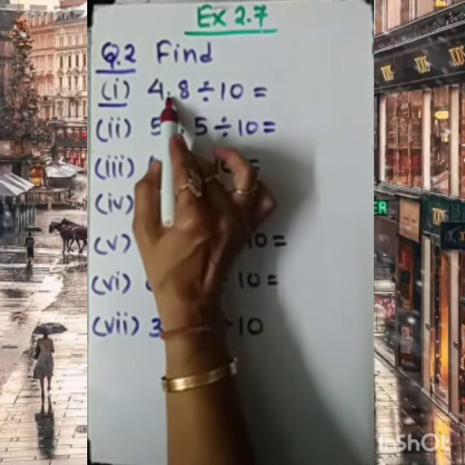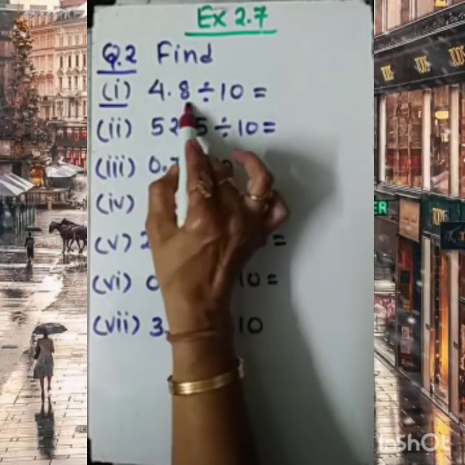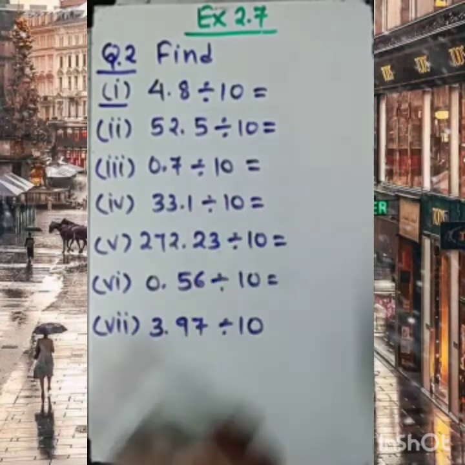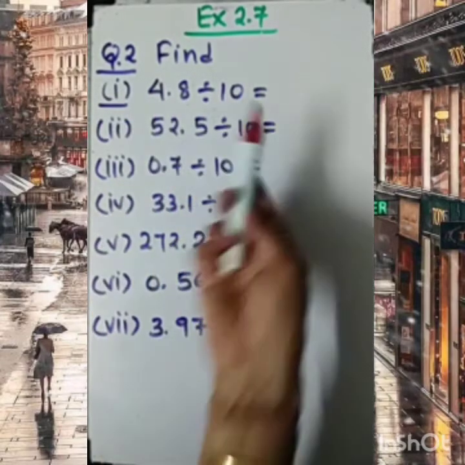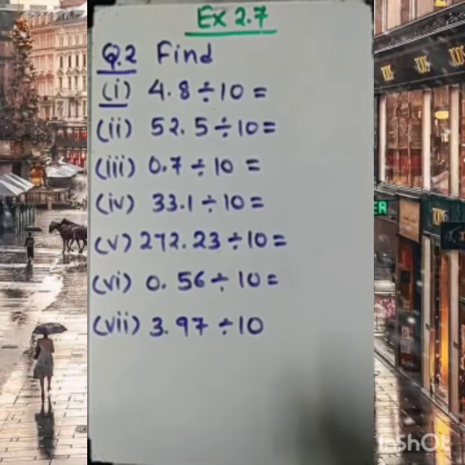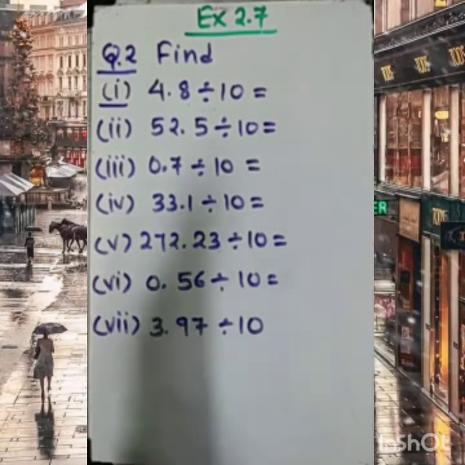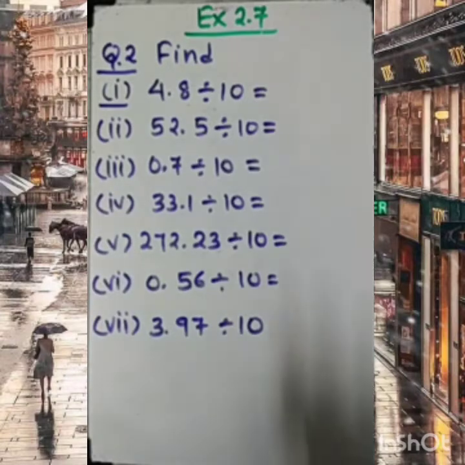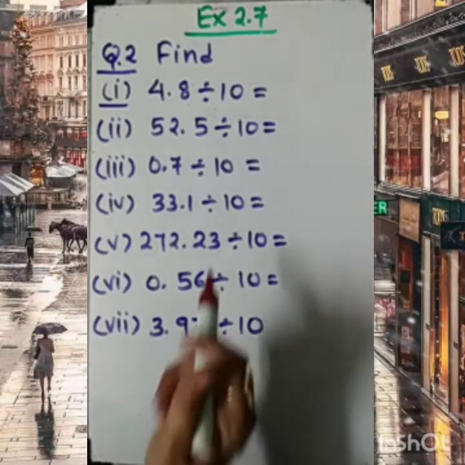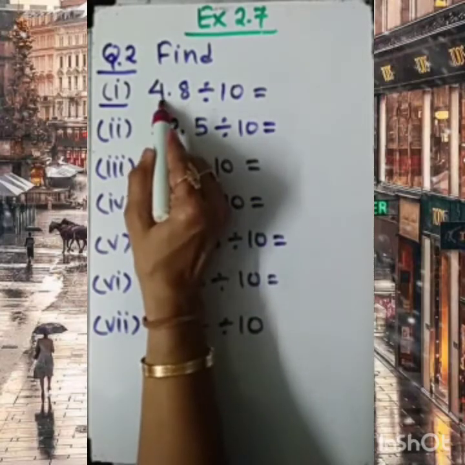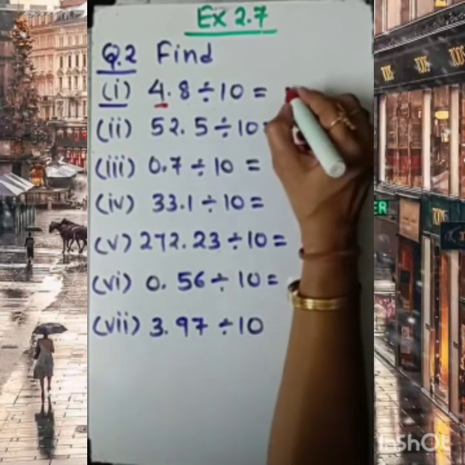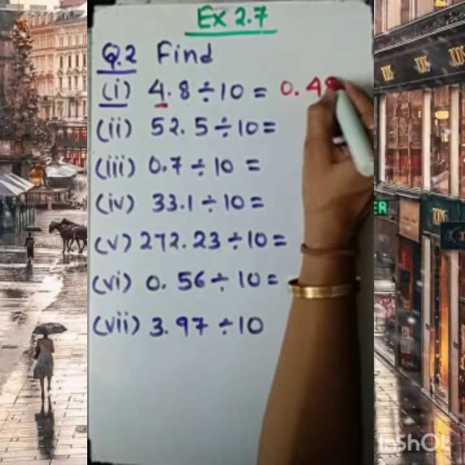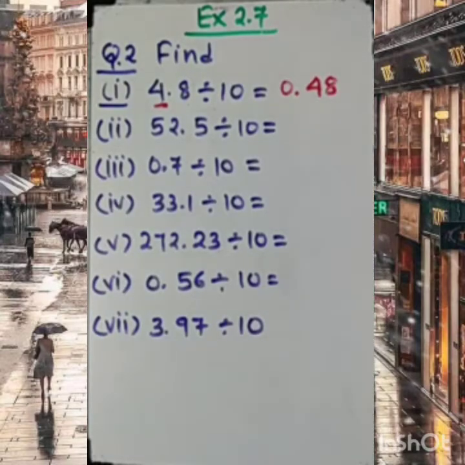Here, already there is one digit after the decimal. If I shift it, which side do I need to shift? I need to shift one more digit to this side, because in the product we were multiplying, we proceeded toward the right side. Now we are proceeding towards the left side. So what do we have to do here? For 4.8, one more digit we need to shift, so this 4 will also be shifted to this side, so the answer will be 0.48.